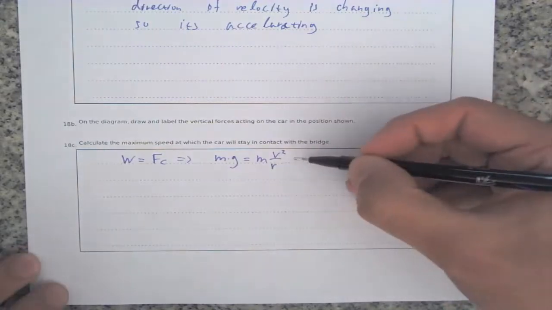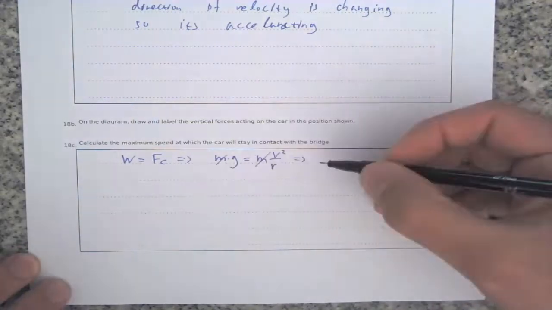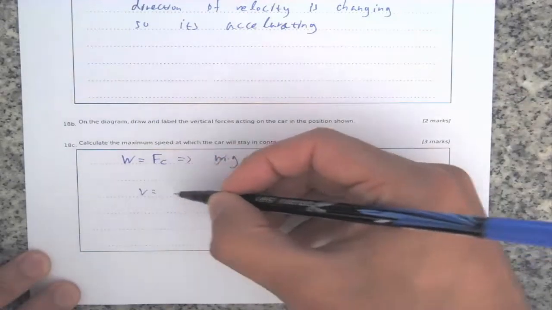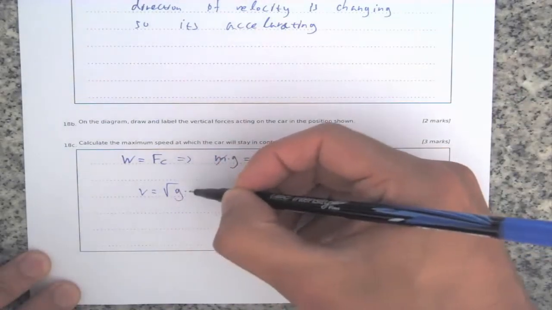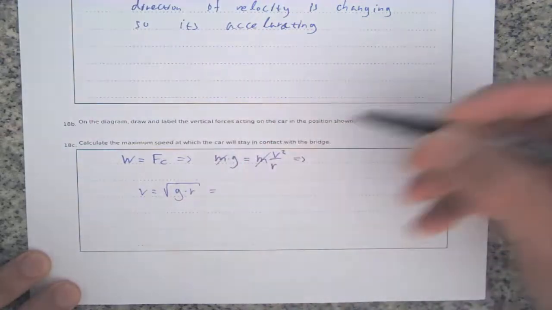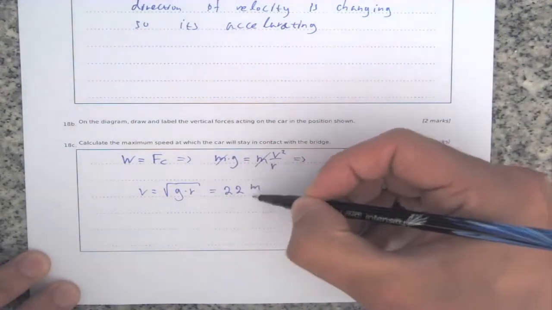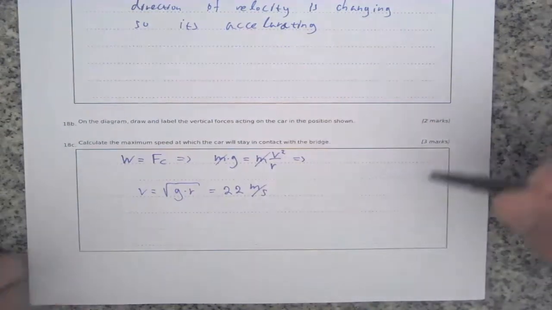From here, the masses cancel out. You want to find the maximum velocity, the maximum speed, so you solve for v, which is the square root of g times r. You have everything here, you do the calculations, and you find a value of 22 meters per second. And this is your maximum speed.